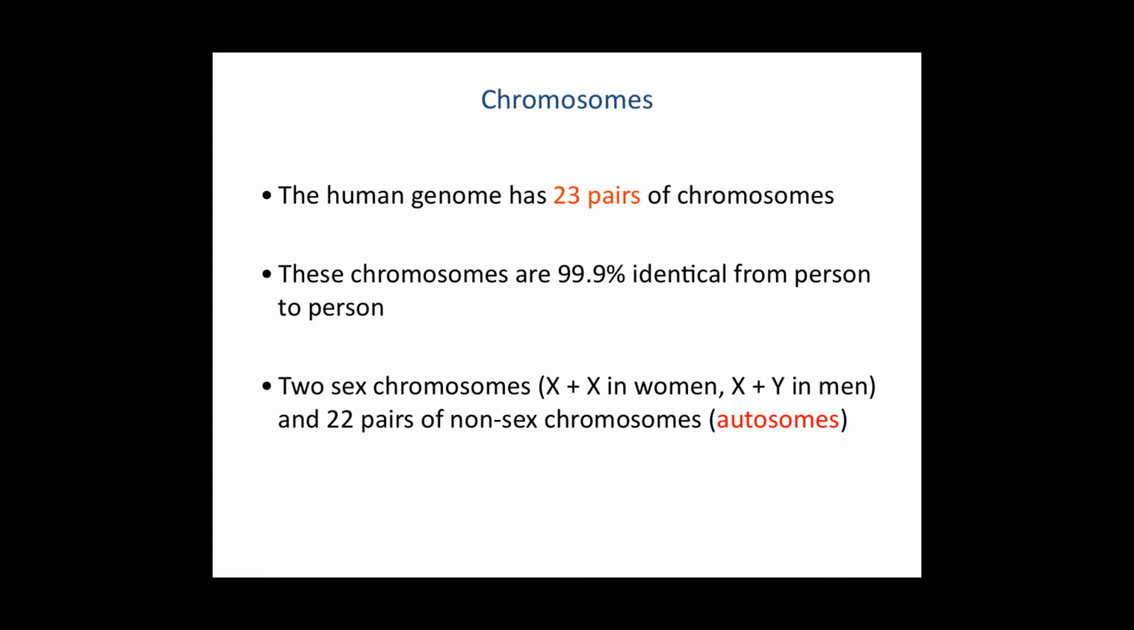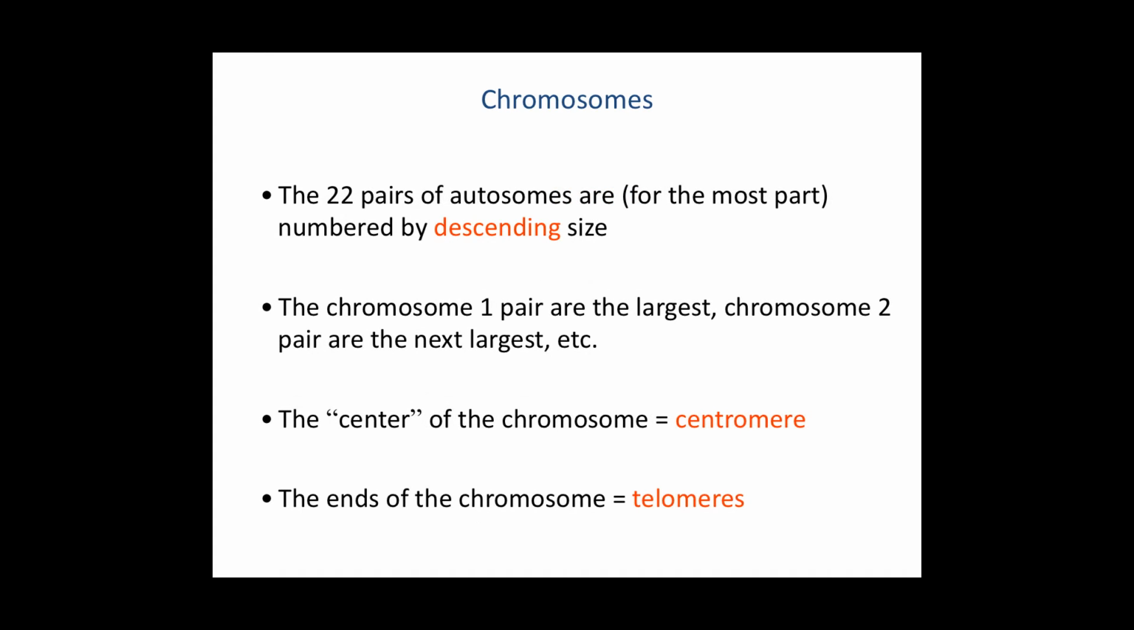One of the pairs of chromosomes are the sex chromosomes, XX for women, XY for men. The other 22 pairs of chromosomes are called autosomes. Each pair of autosomes is designated with a number from 1 to 22. In general, the numbers have been assigned by the sizes of the chromosomes. Chromosome 1 is the largest, chromosome 2 is the next largest, and so forth.